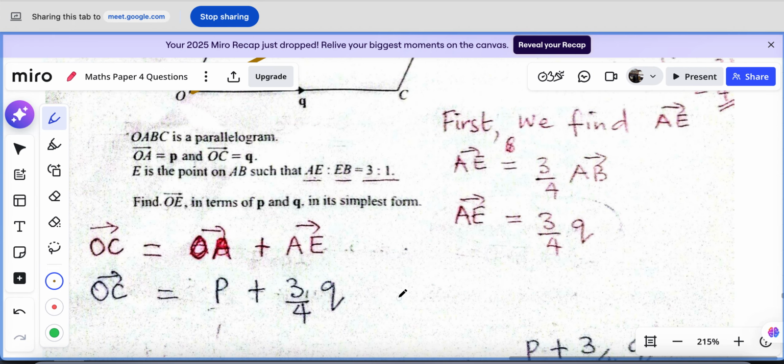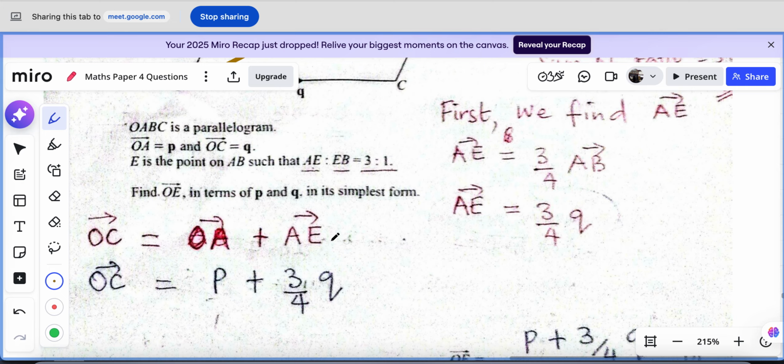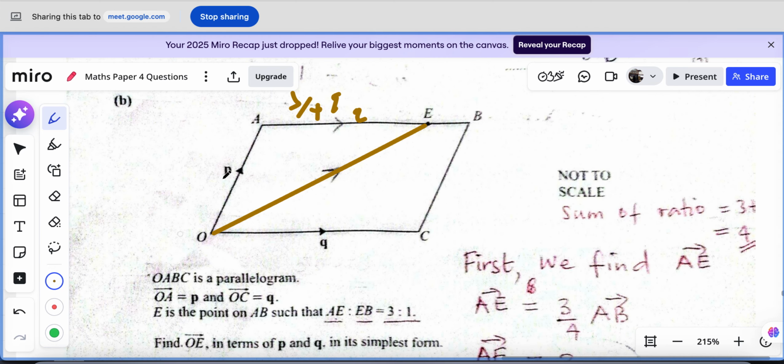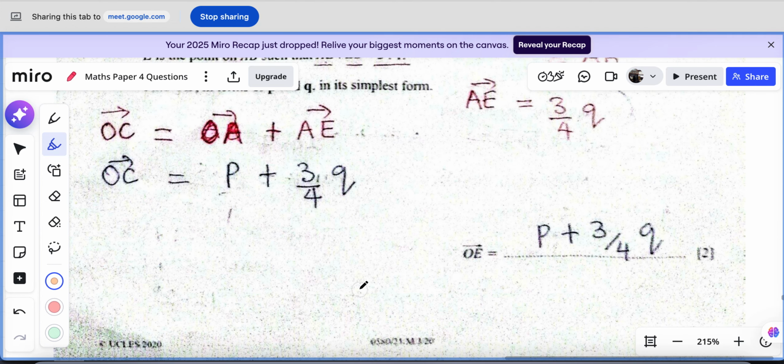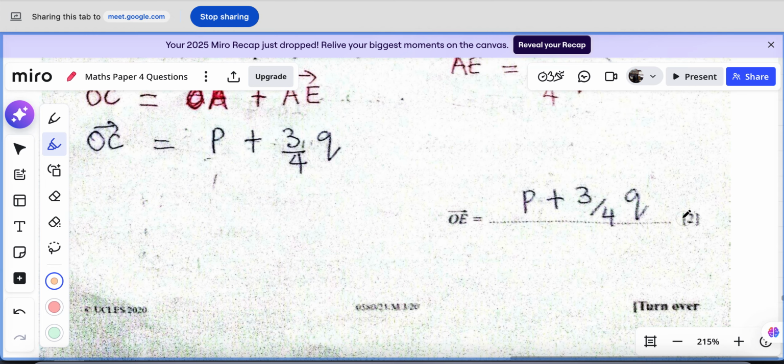So to find OE, OE is equal to OA plus AE. OA is P. To find OE, you move from here to here and then to here. Just add the vectors. OA is letter P. So we just say P plus 3 over 4Q. That's it. It's as easy as that. Once you do that, you just write the answer. You get 2 marks. Finish.